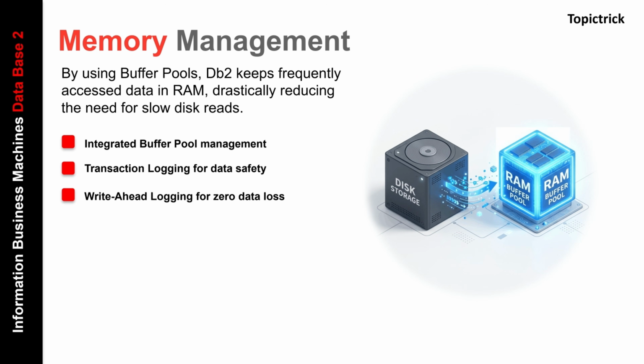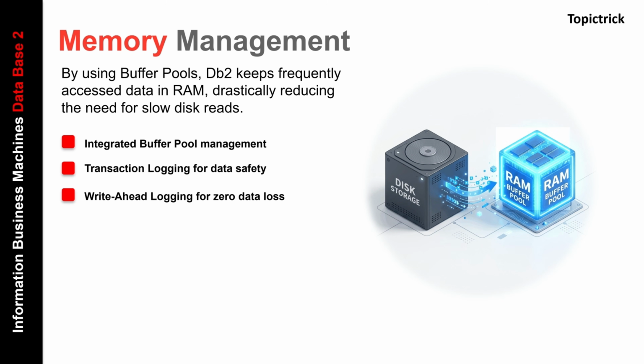Then there's the logging system. Every single change, and I mean every single one, is written to a transaction log before it even touches the disk. This write-ahead logging is what makes sure that even if the power cuts out mid-transaction, Db2 can recover every single byte. No data lost, period.